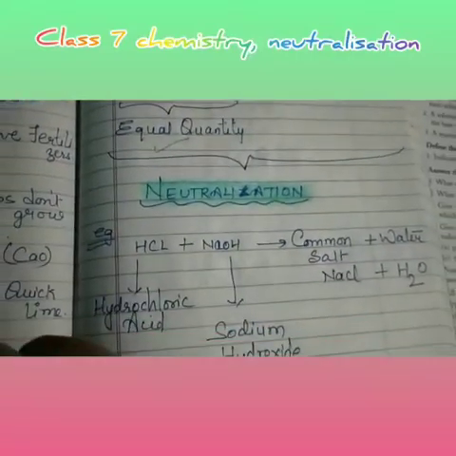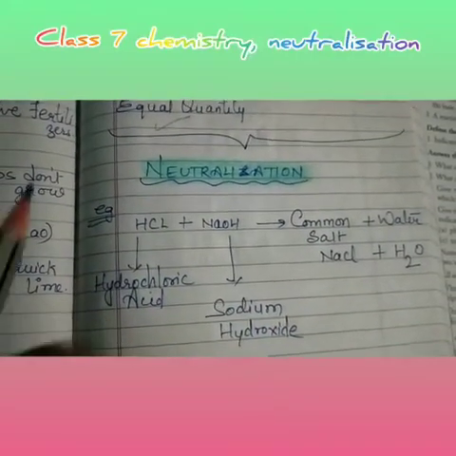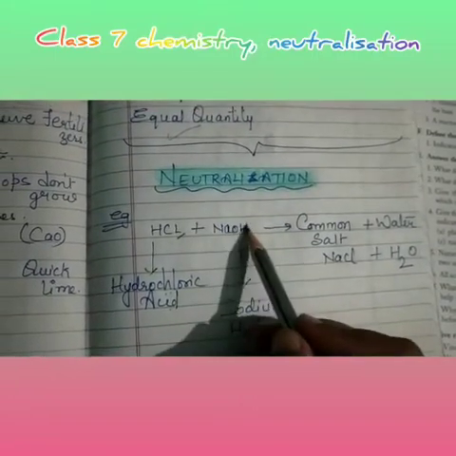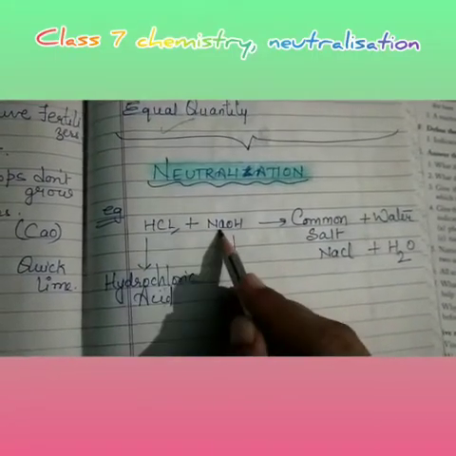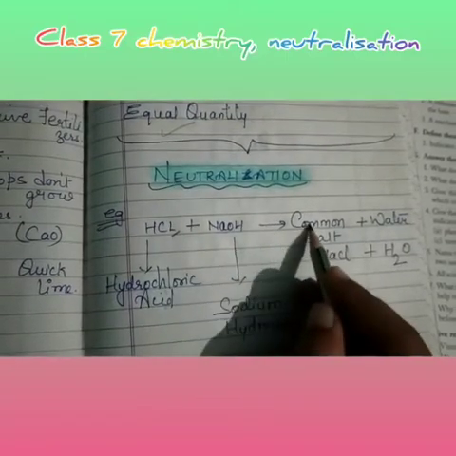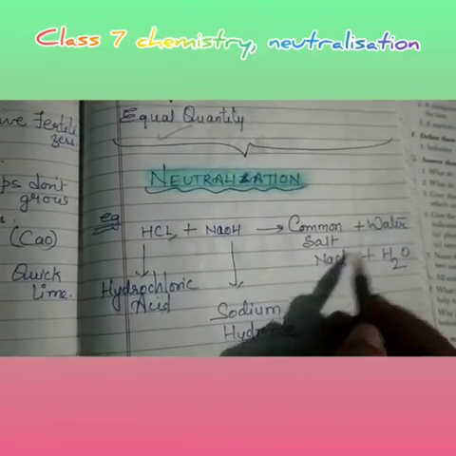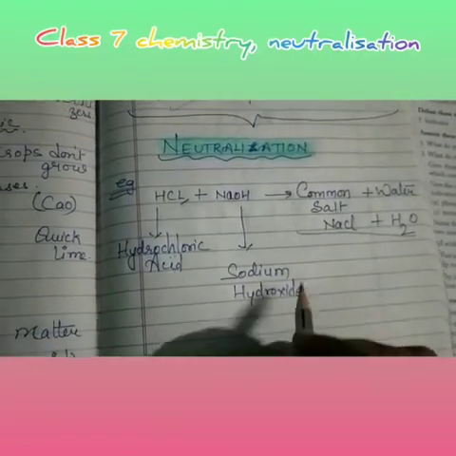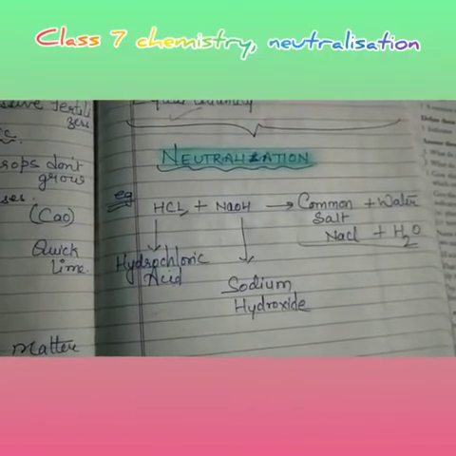For example, a neutralization reaction is being shown to you. HCl is an acid, hydrochloric acid, and sodium hydroxide is a base. They both are added in equal quantities. They give you common salt, the salt that we eat, and water. This forms a neutral solution, and this reaction is an example of neutralization reaction.